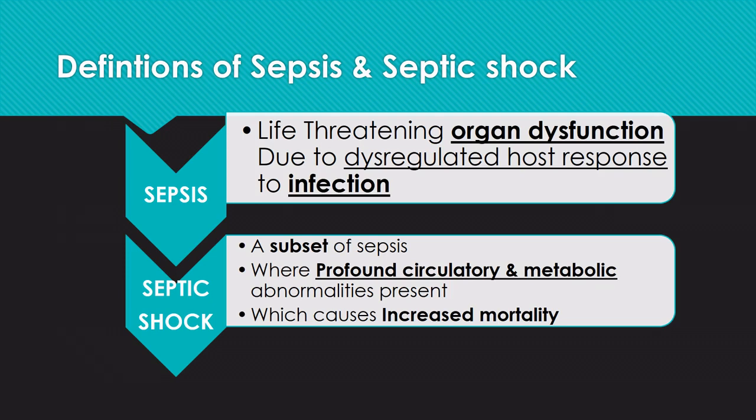Septic shock is a subset of sepsis, sort of a worst-case scenario of sepsis, where profound circulatory and metabolic abnormalities are present, which causes increased mortality. The patient is on the verge of death, so we must act quickly and provide critical care urgently.